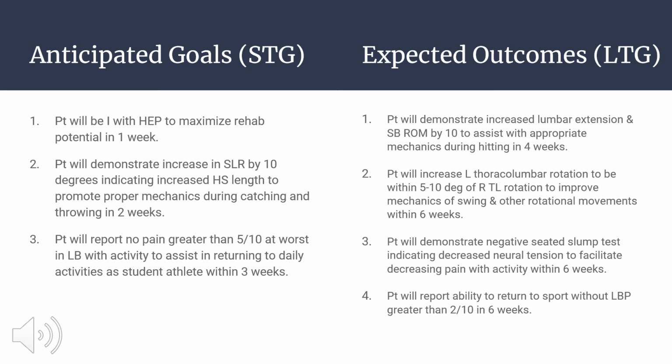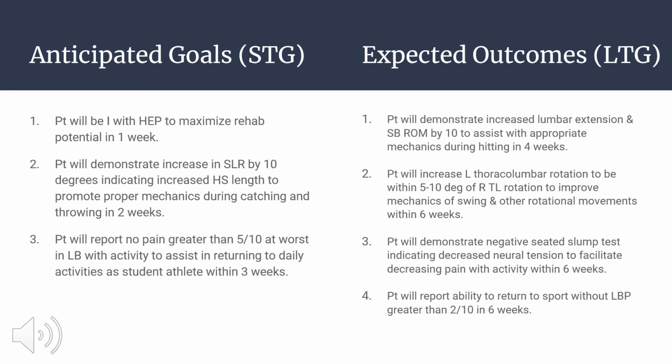The long-term goals, the first one is that the patient will demonstrate increased lumbar extension and side bending range of motion by 10 degrees to assist with appropriate mechanics during hitting in 4 weeks. Then the patient will increase his left thoracolumbar rotation to be within 5 to 10 degrees of the right to improve mechanics of swing and other rotational movements within 6 weeks.